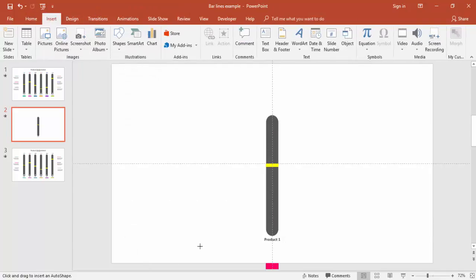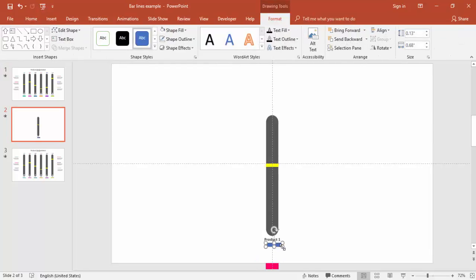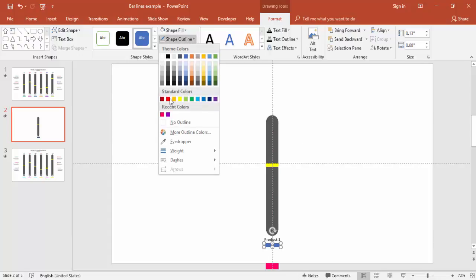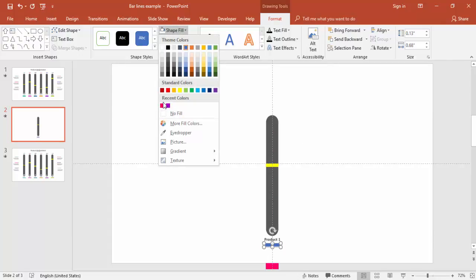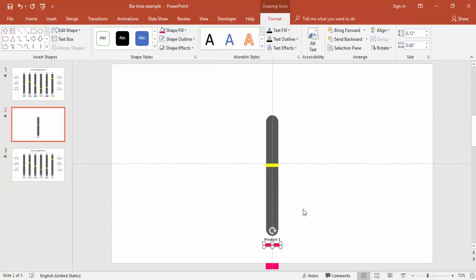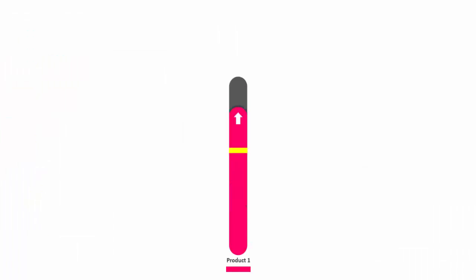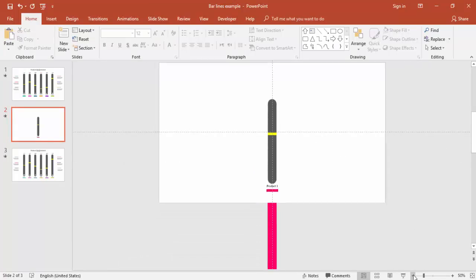and I'm just going to add one more rectangle, a small rectangle, so that it represents the color. Make it no outline and use this pink, so it will work something like this. All right, now we have done the major part.